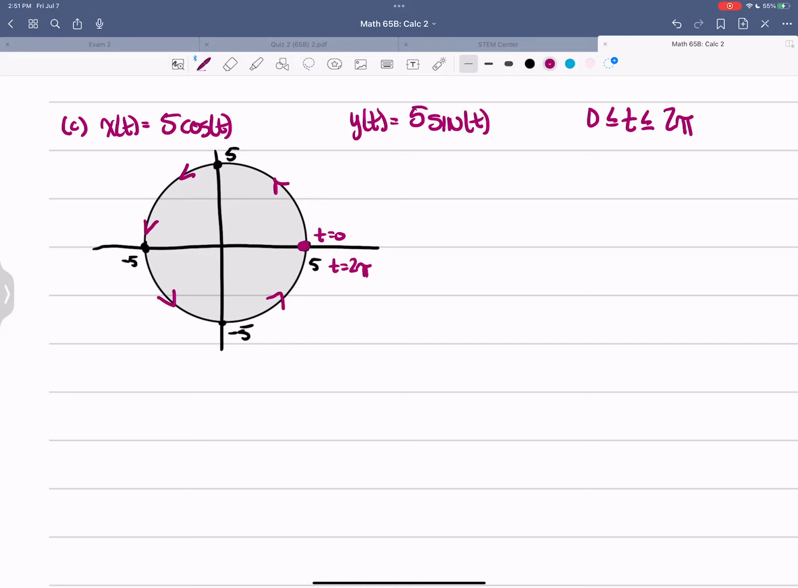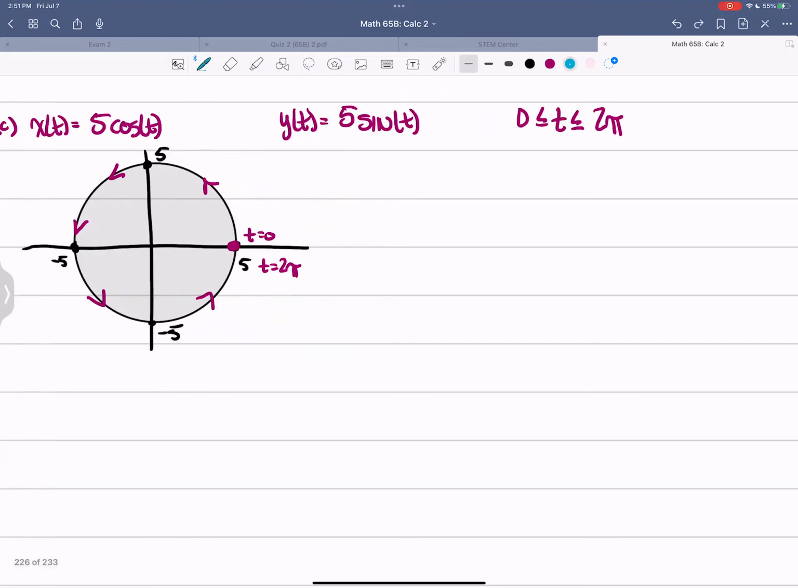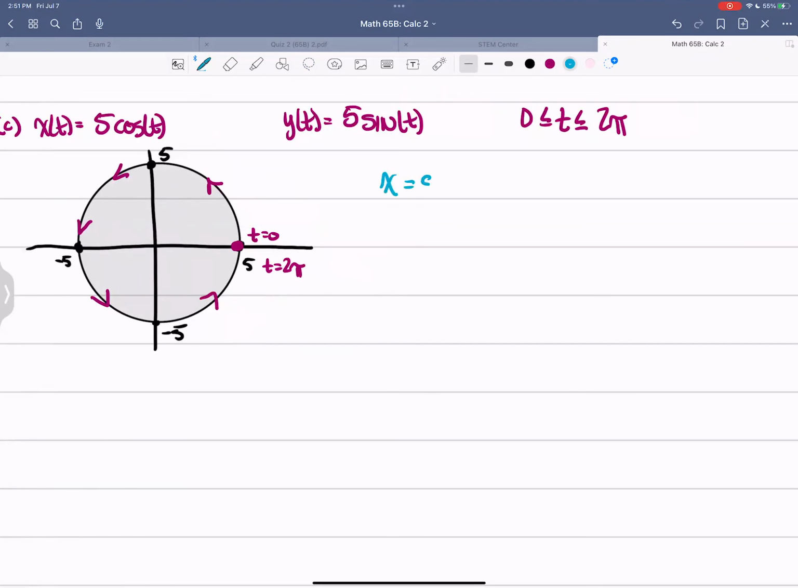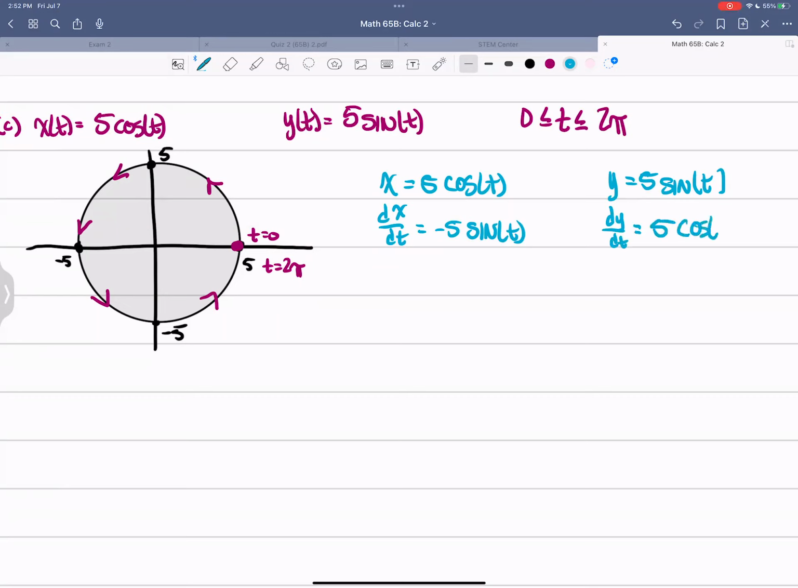All right. And now let's find the derivative and see what the derivative tells us. So we have x is equal to 5 cosine t, dx dt is equal to -5 sine t. And we have y is equal to 5 sine t. So dy dt is equal to 5 cosine t.